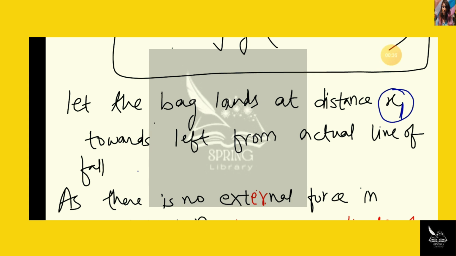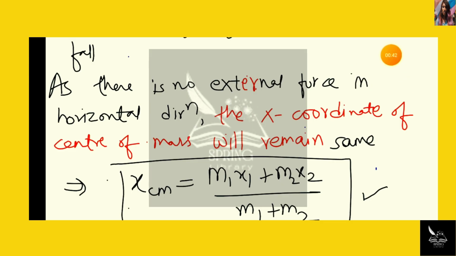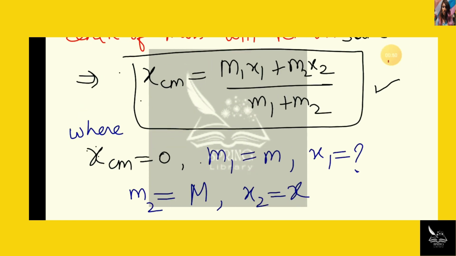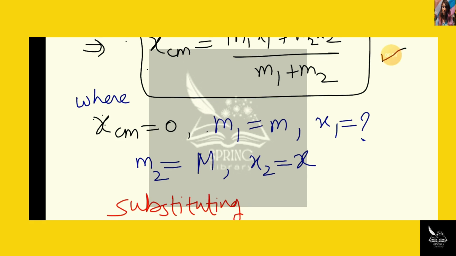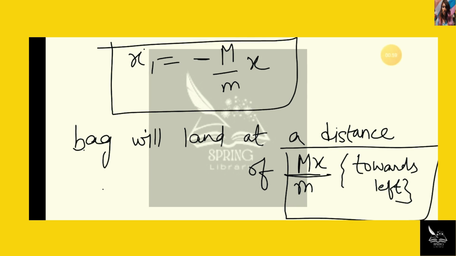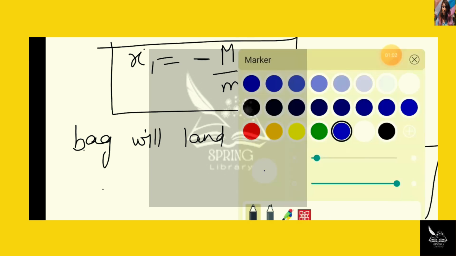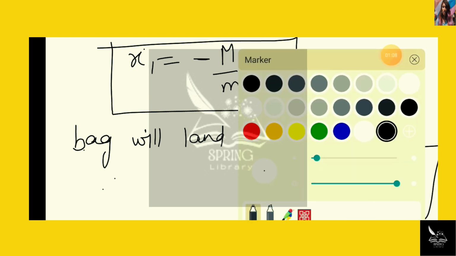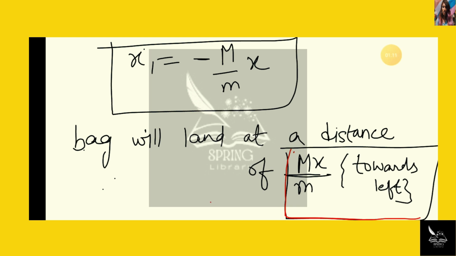So now, after solving this explanation which I have written here, I will get the value of x1. The final conclusion is, after getting this value of x1, the bag will land at a distance of x1 equal to capital M times x over small m, and the direction will be the opposite direction with respect to the line of fall, so it means towards left. So this is the answer of the given question. Thank you.